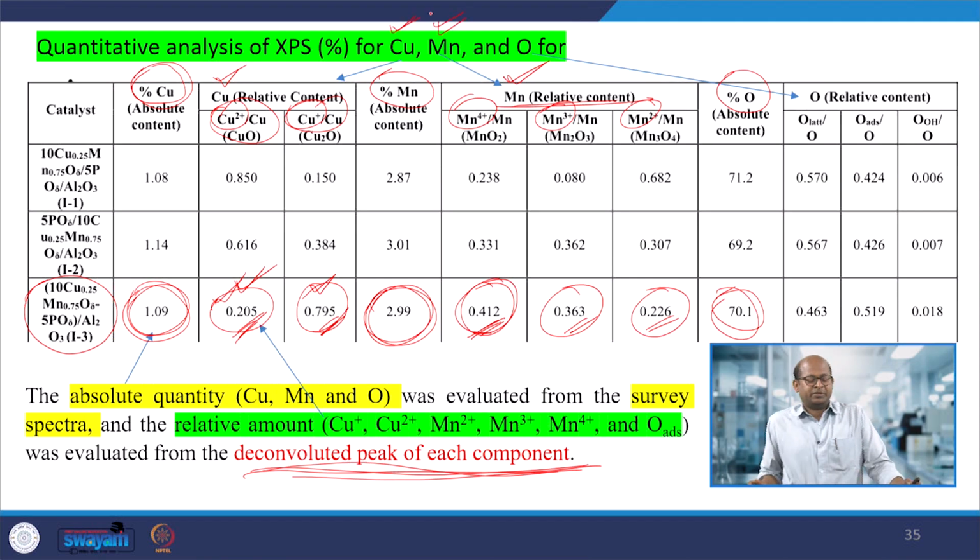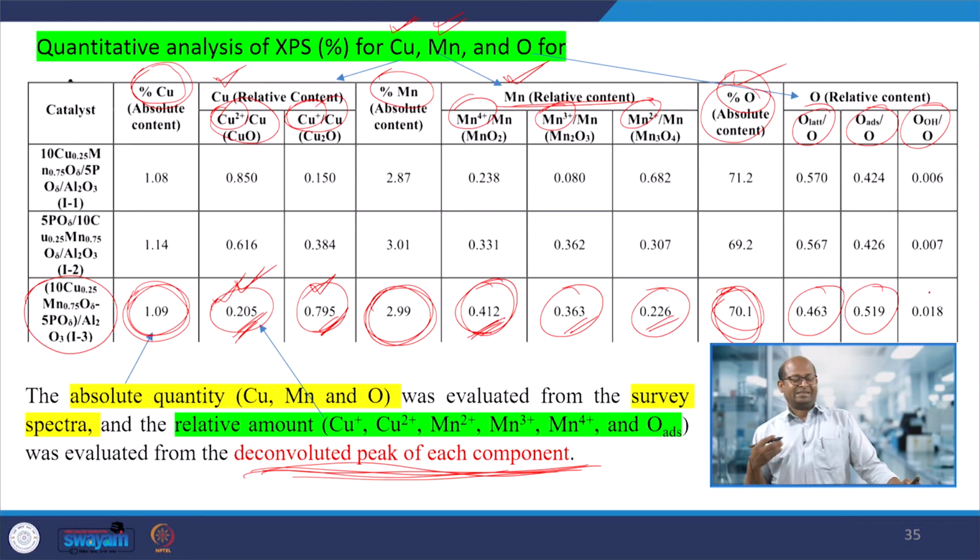Here we have taken a sample containing copper, manganese and oxygen also. I said oxygen was 70.1% absolute quantity with the help of the survey spectra. From the deconvoluted spectra of oxygen we can say that lattice oxygen is present at 46%, adsorbed oxygen at approximately 51%, and surface hydroxyl groups are also present in that sample, at 0.018 percent. So we get the relative quantity of different metals, oxygen, and different types of oxygen present. With the help of the survey spectra and the deconvoluted spectra, we can find out the relative quantity of oxygen present.